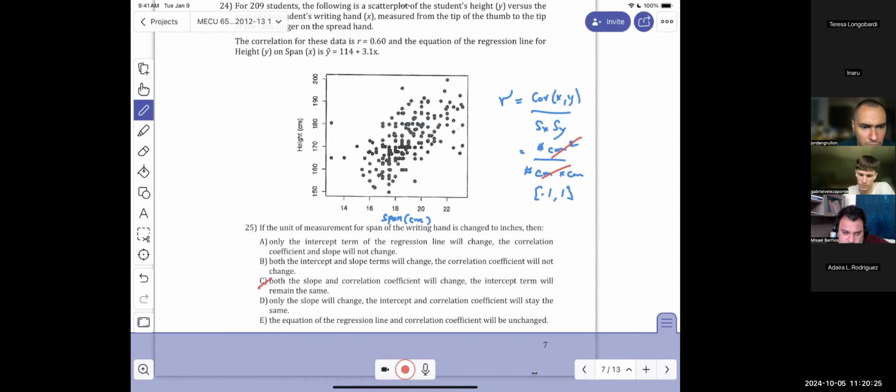The equation of the regression line will change. So what happens to the slope and the intercept? The slope is R sy over sx. So the slope shouldn't change, right? With the same logic, it shouldn't matter the units.